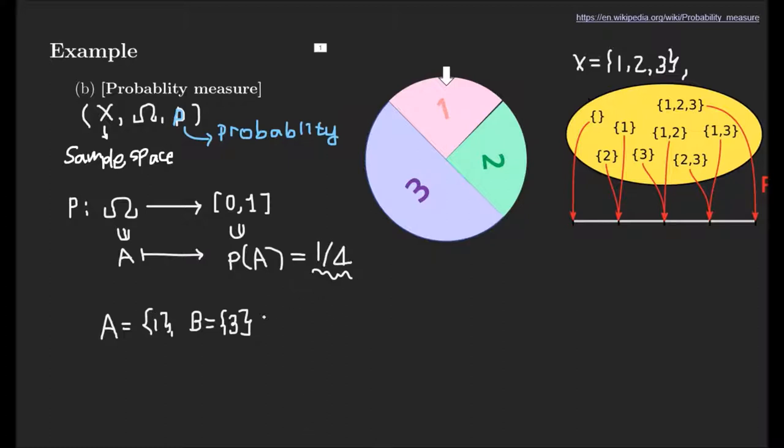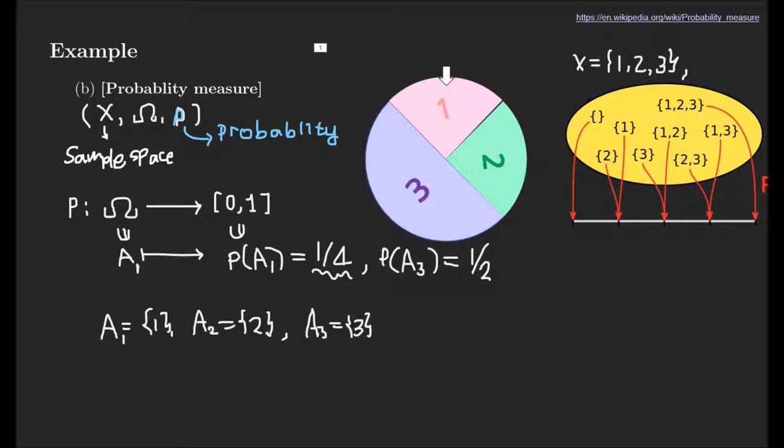Okay, and in this case, for the notation problem, I say this is A1, and A2 is the 2, A3 is the 3. Then if we estimate P(A3), which means the probability that the number located at the white arrow is 3, it is a half. Okay.